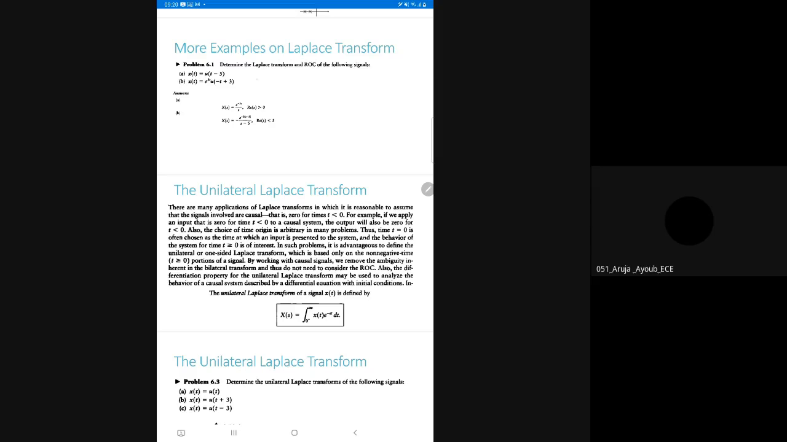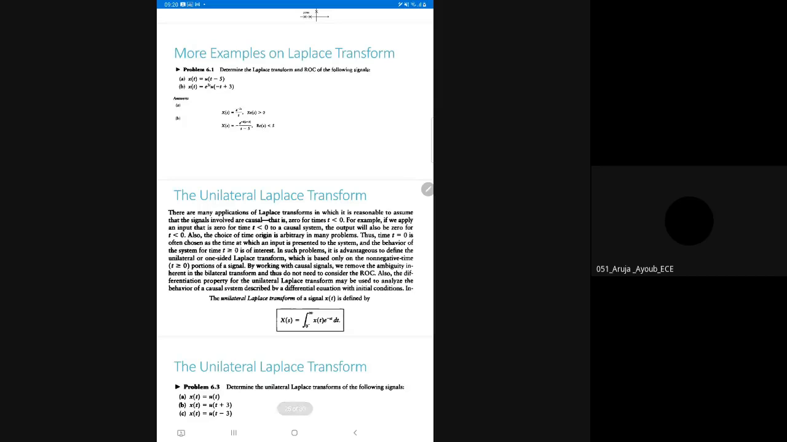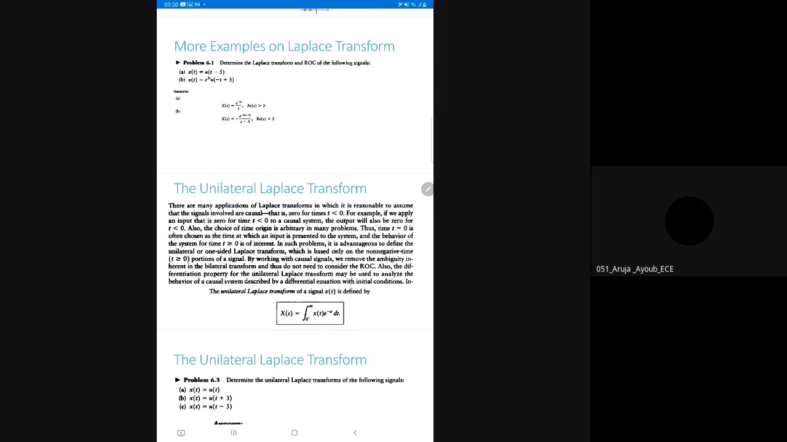See, initially you had u of t. Now you have u of t minus a. It is u of t minus 5. I will discuss the properties of Laplace transform. There I will tell you how to solve these problems, but they are very easy.